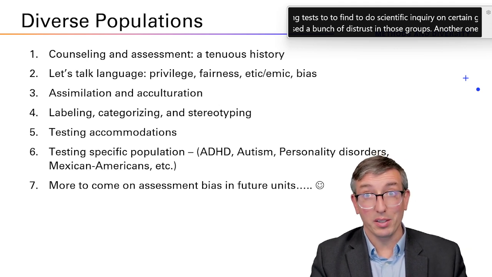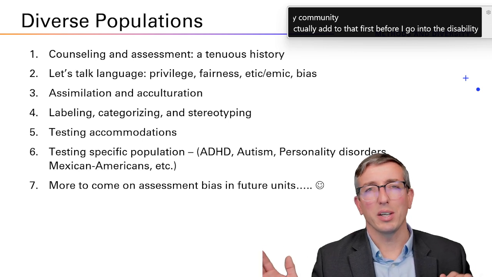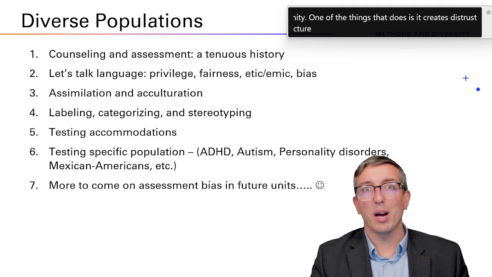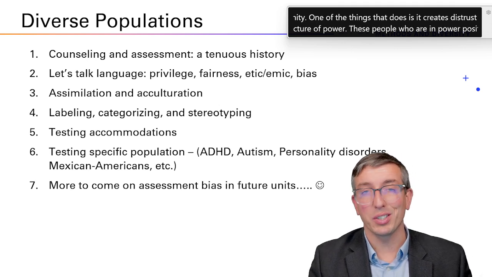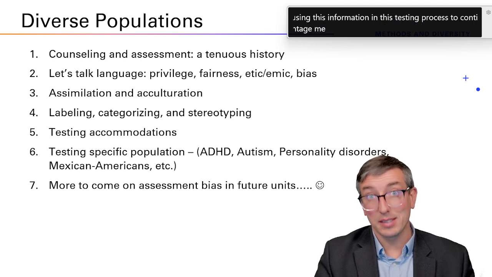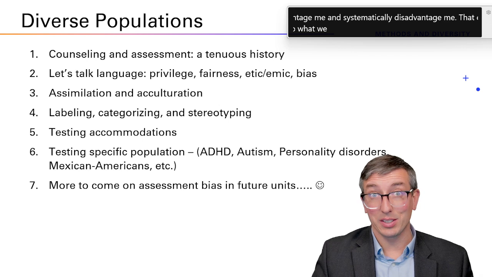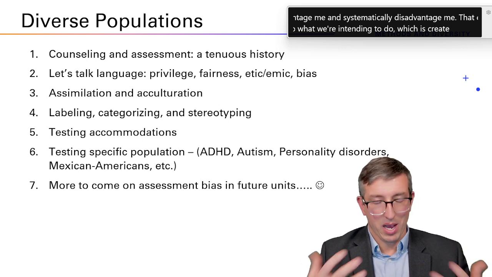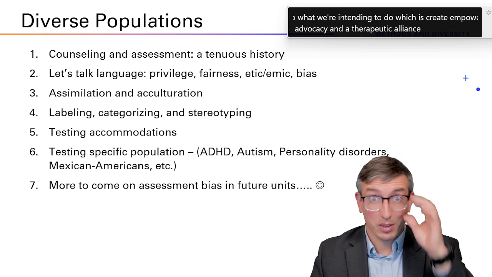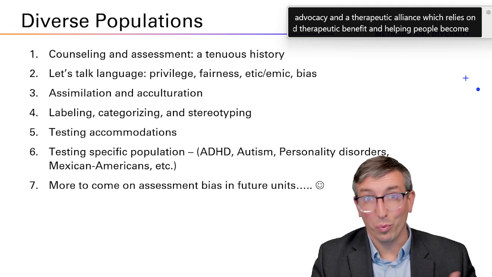Another one is my disability community. Let me actually add to that first before I go into the disability community. One of the things that does is it creates distrust with this structure of power. These people who are in power positions, they're using this information in this testing process to continually and systematically disadvantage me. That doesn't really do what we're intending to do, which is create empowerment and self-advocacy and therapeutic alliance, which relies on trust, right? And therapeutic benefit and helping people become more well.